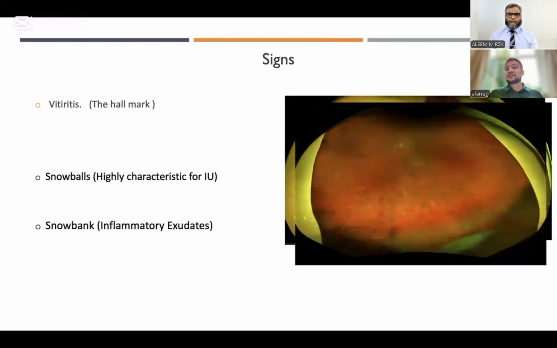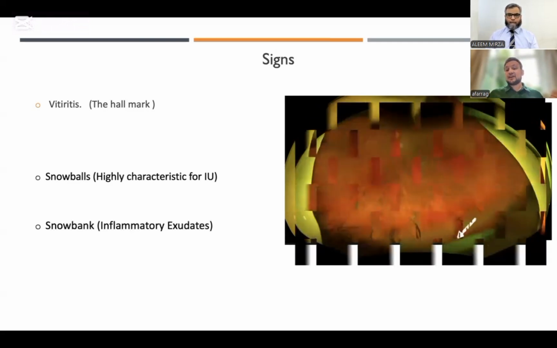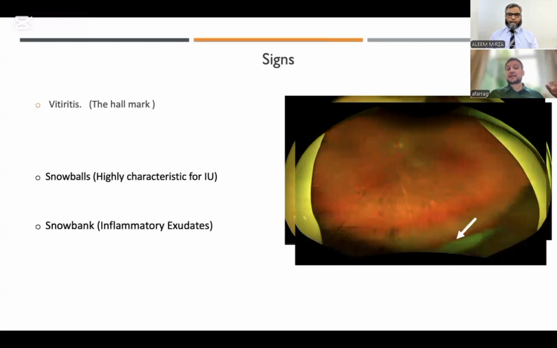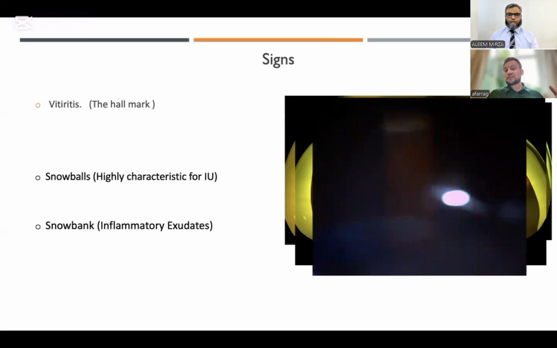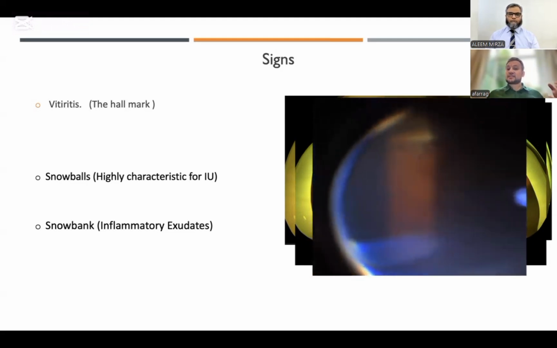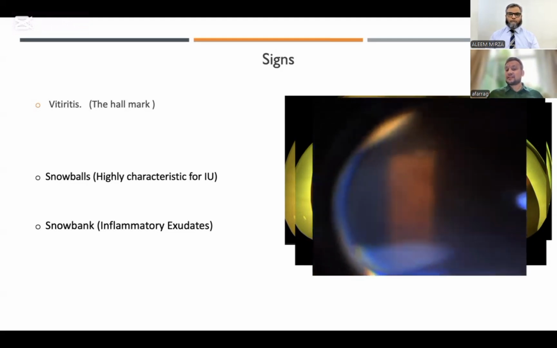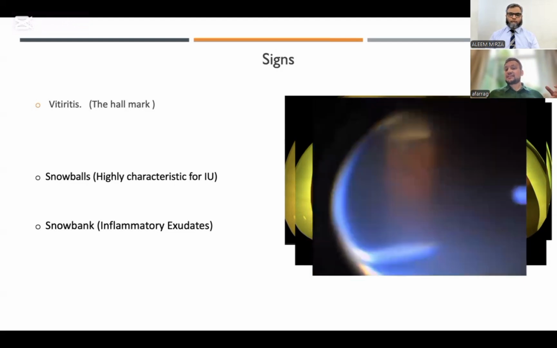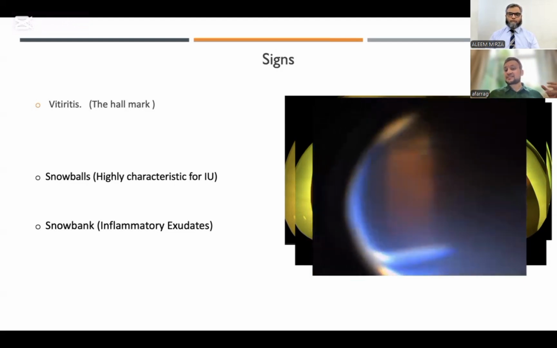And the third sign is snow banking. As we can see at this arrow, it's snow banking, which is an inflammatory exudate. This is a video I took from one of my patients in the clinic, using the superfield lens with a digital slit lamp. You can see the typical appearance of snow banking. Definitely this is not superior snow banking, it's inferior snow banking, but as you know, the superfield lens shows a reversed image.